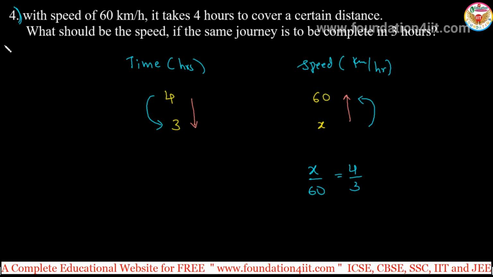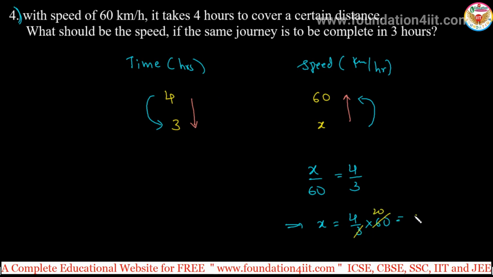This is about the inverse variation. Now you can simplify this. So x is equal to 4 divided by 3 into 60. Then simplify, 320. 4 into 20 is 80. So 80 kilometers per hour.